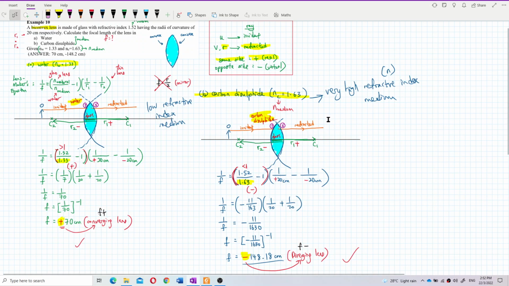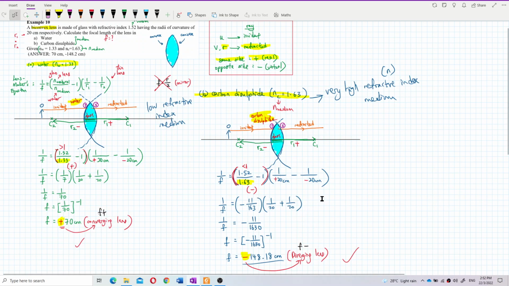So a convex lens is not always a converging lens. It depends on where the lens is situated. Is it situated in a very high refractive index medium, or in a very low refractive index medium? It can become a diverging lens if you put the convex lens into a very high refractive index medium. So f positive is converging, f negative is diverging.